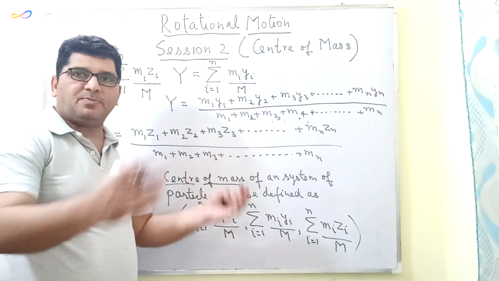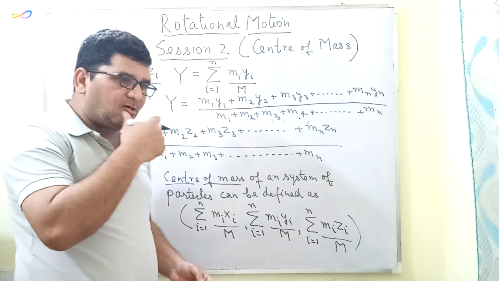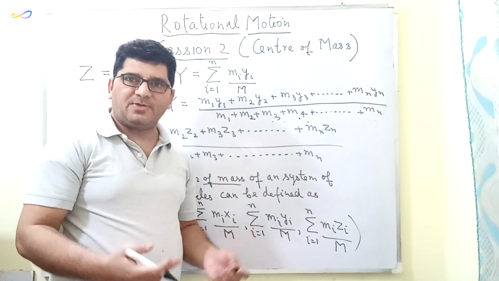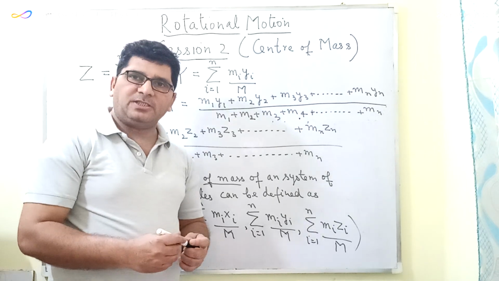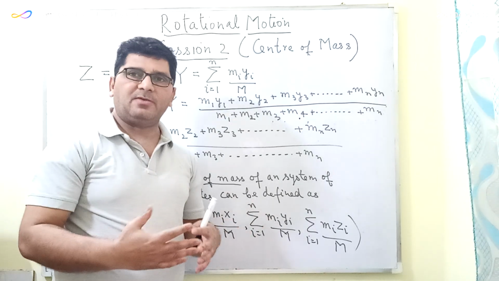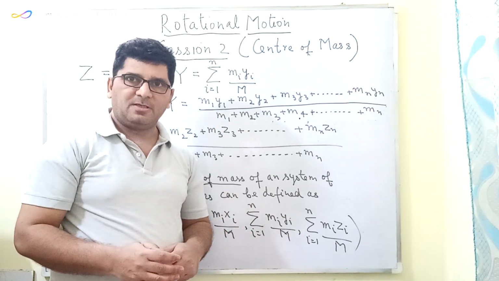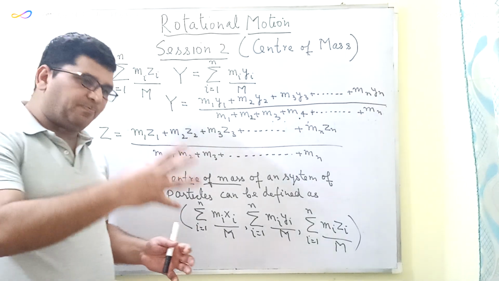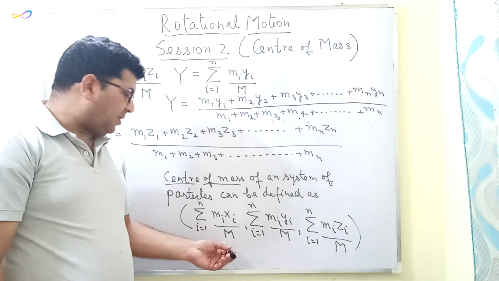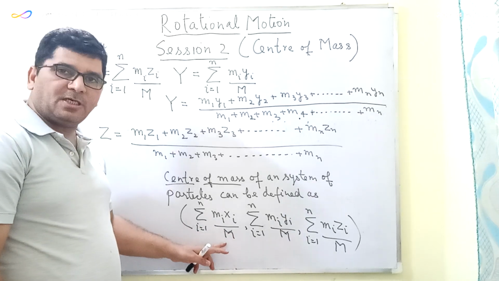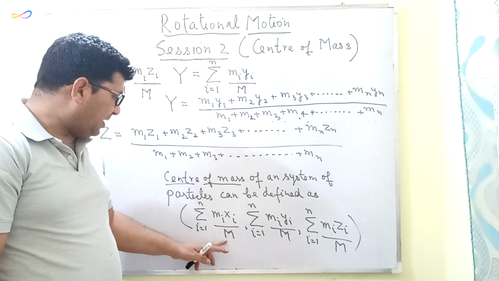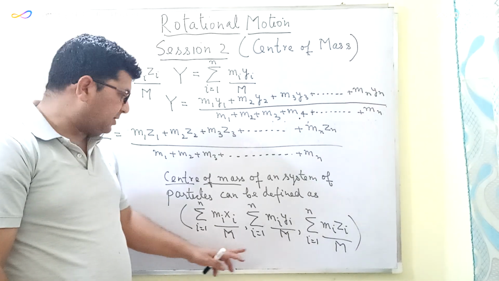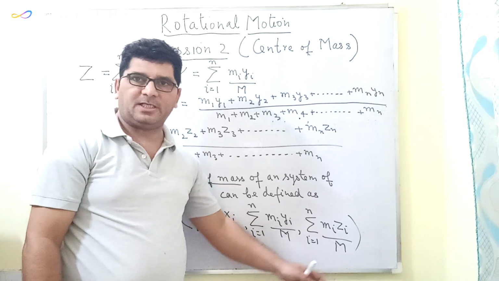Because you can take any object, for example a sphere. Each and every particle in a sphere will have three coordinates. So the center of mass of that particular object will also have three values, along the x direction, along the y direction, and along the z direction.